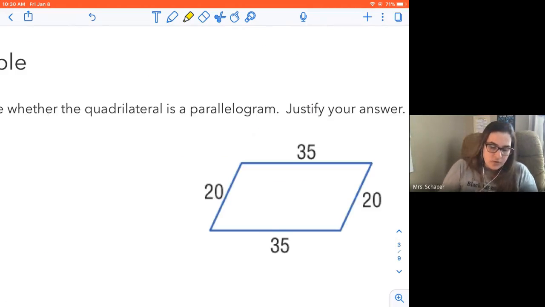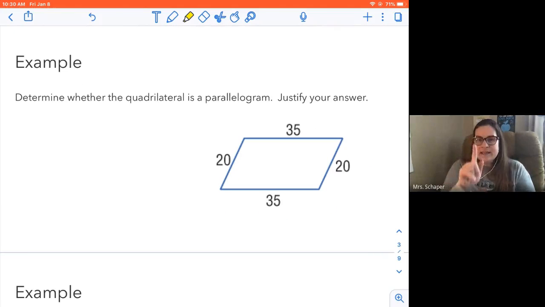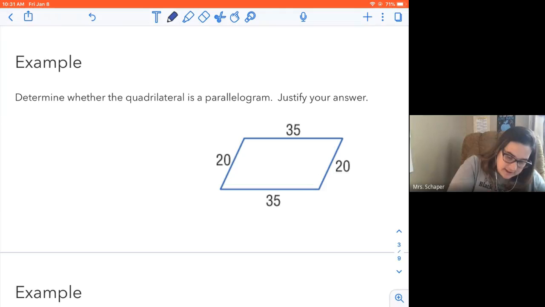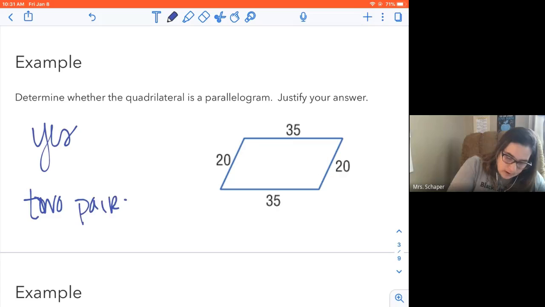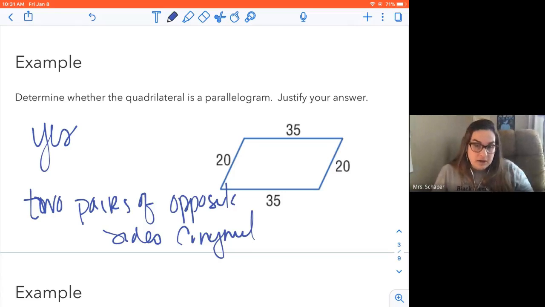Okay? So the question is, is this quadrilateral a parallelogram? The answer is yes. And the reason why is because we have two pairs of opposite sides that are congruent. So yes, this is a parallelogram. We have two pairs of opposite sides congruent.